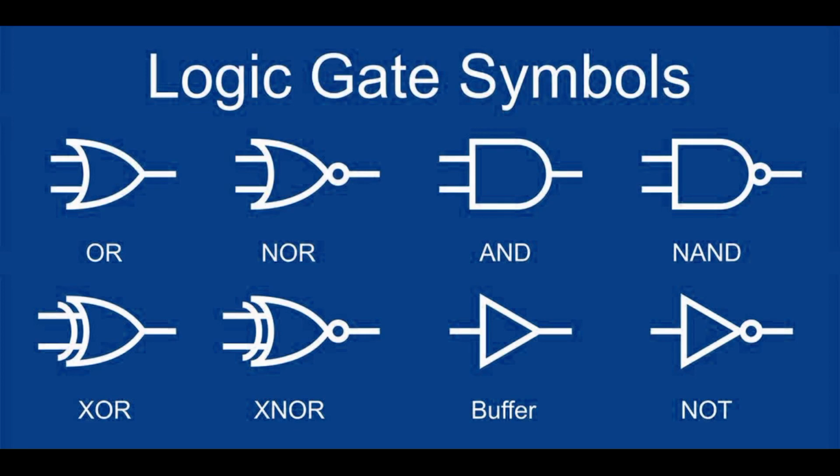Logic gates are devices that perform logical operations on one or more binary inputs and produce a single binary output. They are the basic building blocks of digital circuits and systems. There are 7 common types of logic gates.